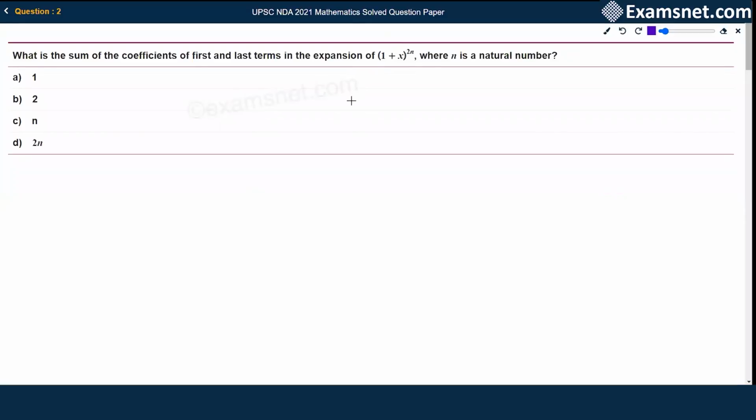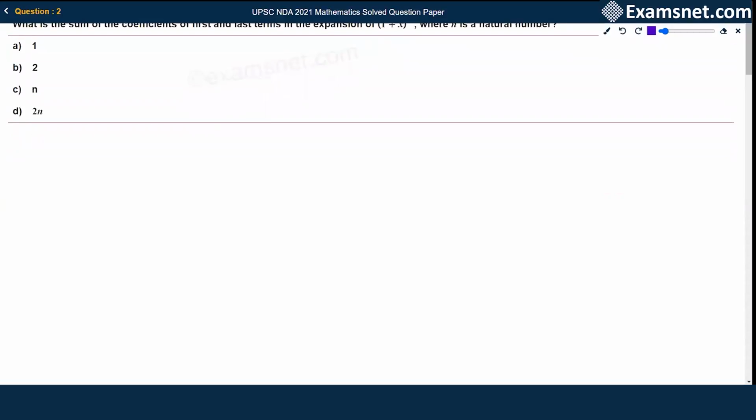In question number 2, it is given: what is the sum of the coefficients of the first and last terms in the expansion of (1 + x) whole to the power 2n, where n is a natural number? In order to solve it, first we need to know a few formulas. One of them is nCr, that is n factorial by r factorial multiplied by (n - r) factorial.